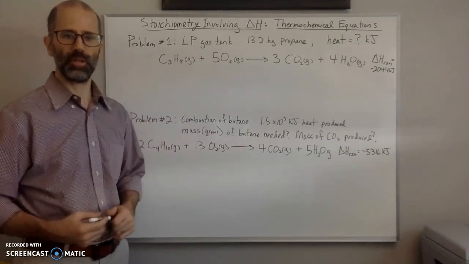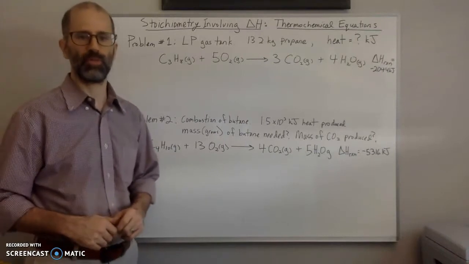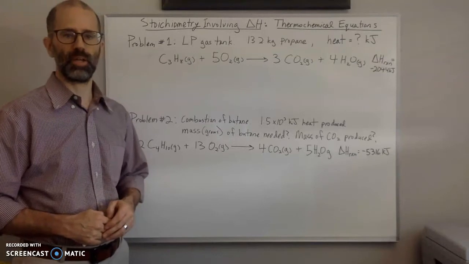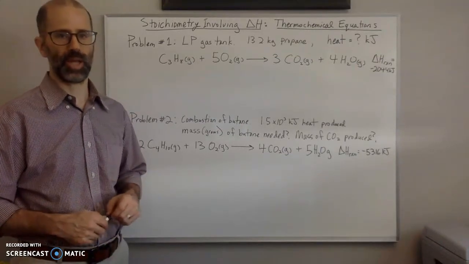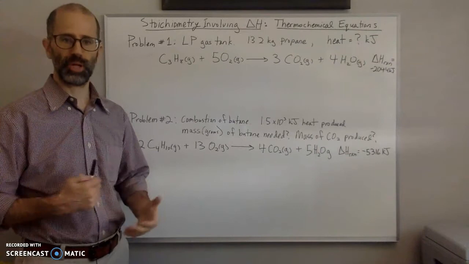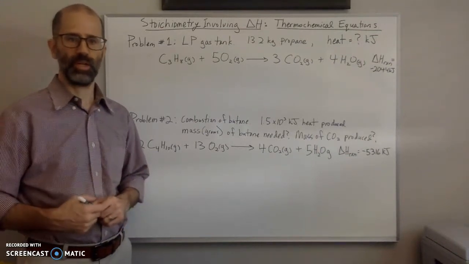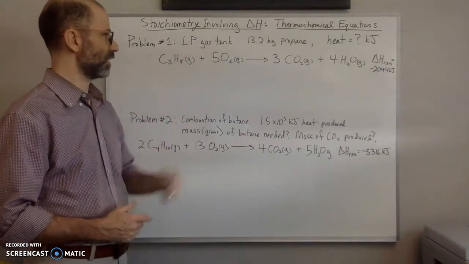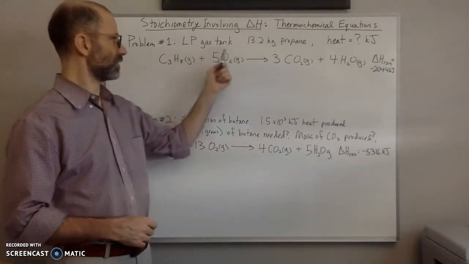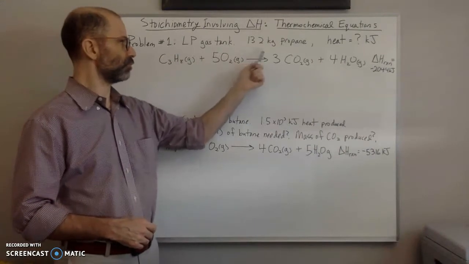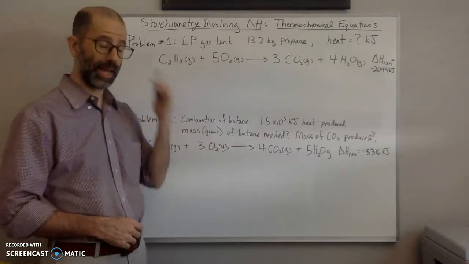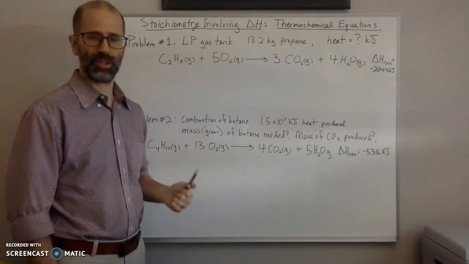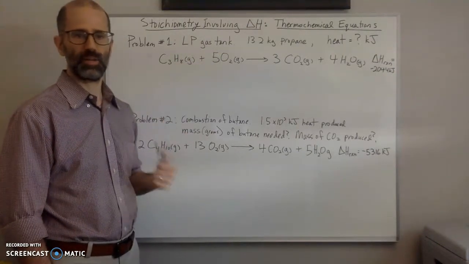I am Mr. Cobalt, and in this video I'm going to go over a couple of problems where you are going to be using the enthalpy of the reaction to help you use stoichiometry to solve a problem. So the first problem is you have an LP gas tank, and inside the LP gas tank you have 13.2 kilograms of propane, sorry. And this is the kind of gas that you're going to be using when you're cooking on a barbecue.